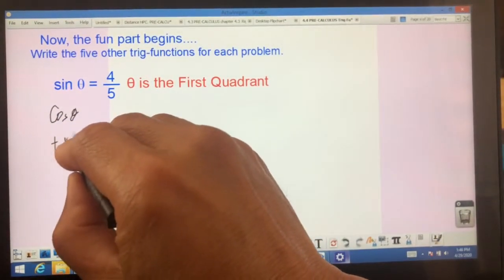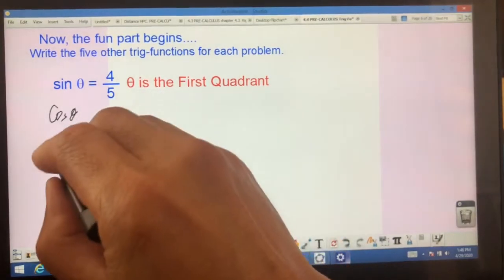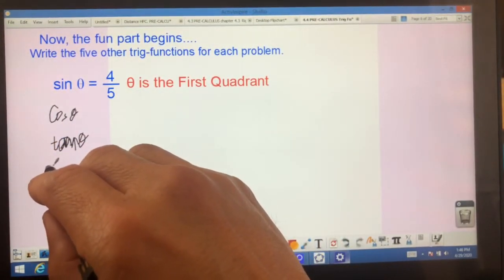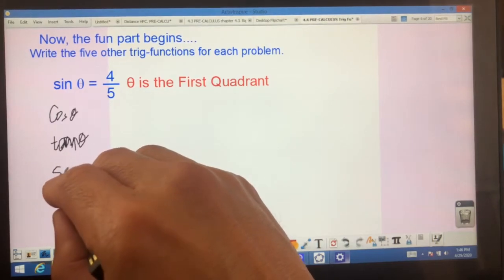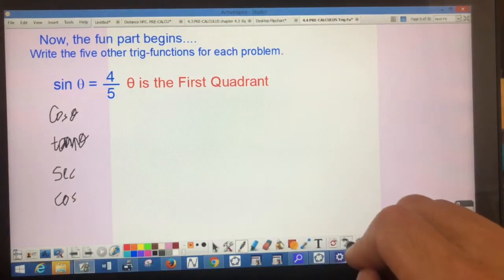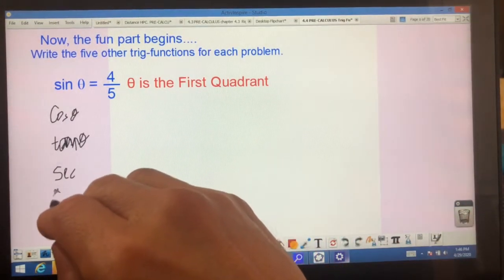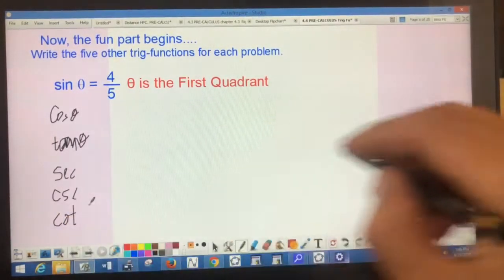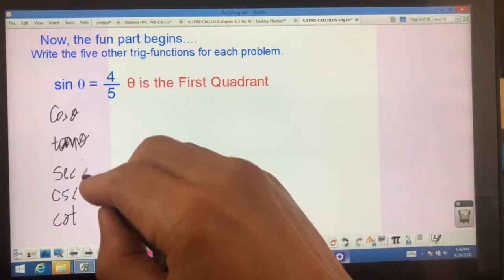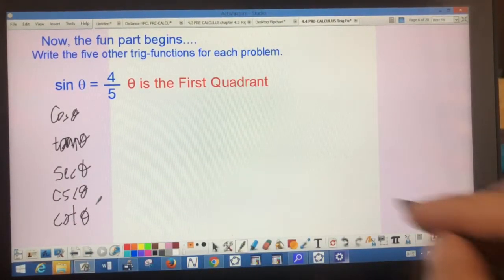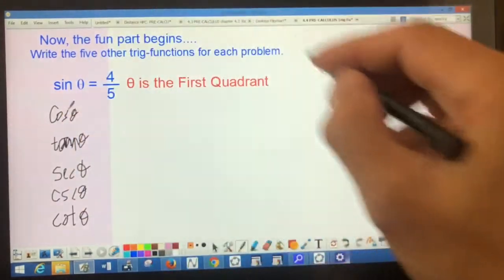So tangent of our theta, that's tangent. It's hard to write with this pen. Secant, cosecant, and a cotangent, all of the same angle theta. Okay, so you've got cosine here.